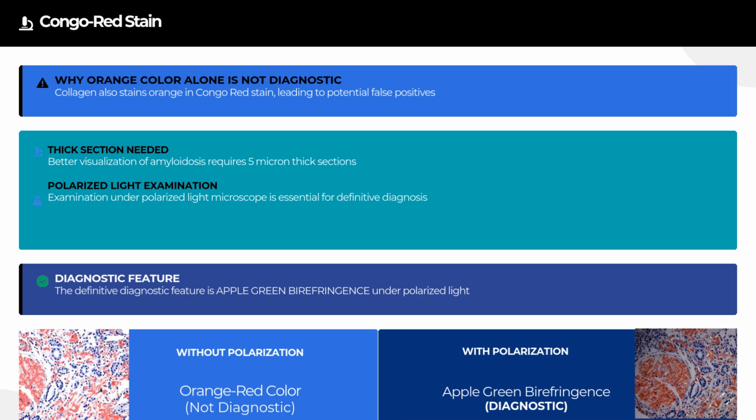Simply observing orange color is not diagnostic because collagen also stains orange with Congo red, which can lead to a potential false positive result. So this color under polarized light is diagnostic, and this without polarized light is not diagnostic, only orange, and this is apple green birefringence, the diagnostic shape.